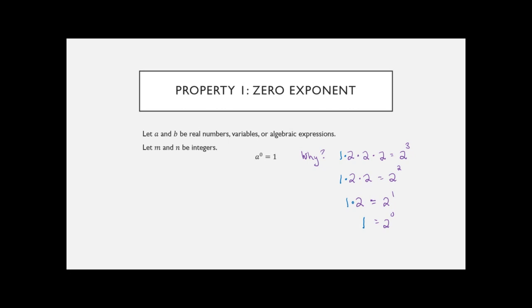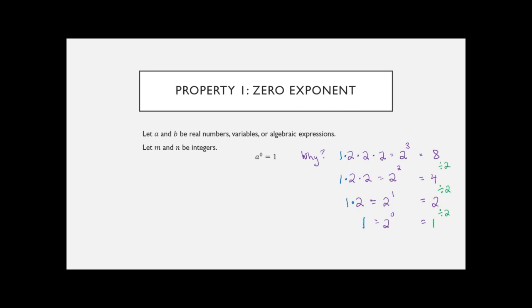Another way you can think of it is if we actually evaluated these. So 2 to the third power is equal to 8. 2 to the second power is equal to 4. 2 to the first is 2. So then what would be 2 to the 0? If you follow a pattern here, to go from the first number to the one underneath it, you're dividing by 2. 8 divided by 2 gives you 4. 4 divided by 2 gives you 2. So then 2 divided by 2 would give you 1.